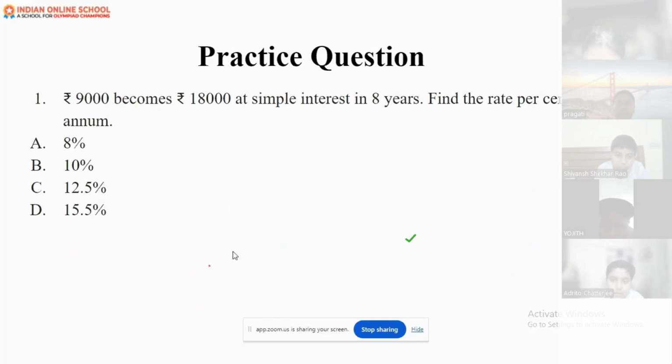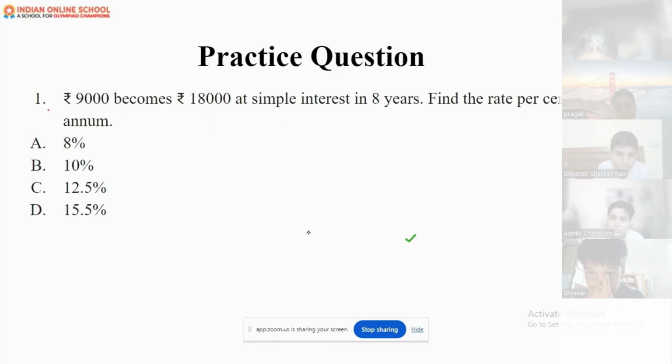Okay, tell me, the next time if someone asks you for money, on which rate of interest will you give it to them? Simple or compound? Compound. Great. Yes, correct. It is more profitable. Okay, so this is the question.